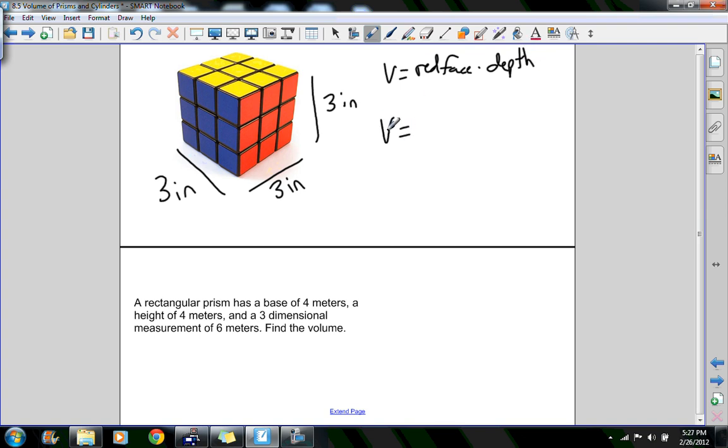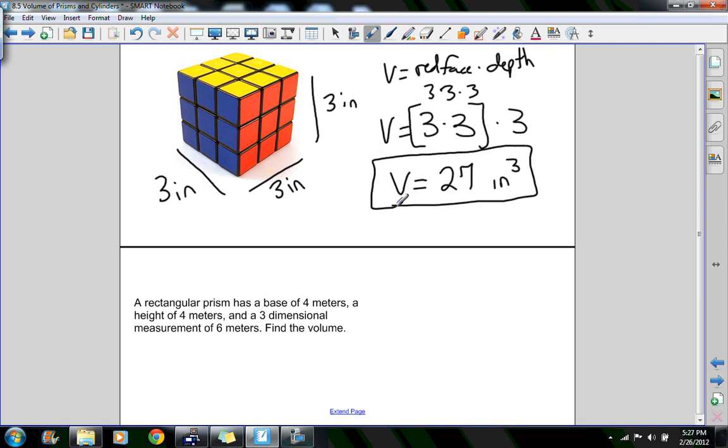Well, the red face is simply going to be 3 times 3, and I'm just going to put little brackets around it to show the difference here. And the depth is going to be 3 as well. Now, you could have just written this as 3 times 3 times 3. That's fine, too. So our volume would end up being 9 times 3, which is 27, and we're going to go inches cubed. Volume has to be done in cubed because you're multiplying 3 things together.